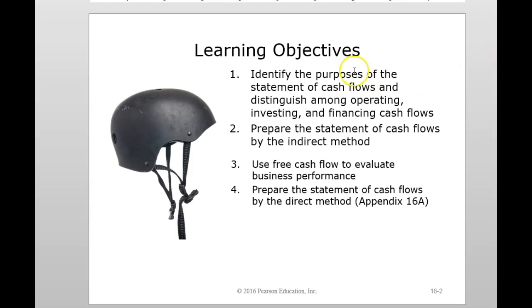So what are we going to do? We're going to look at the purposes and distinguish between operating, investing, and financing cash flows. And we're going to prepare a cash flow using the indirect method. And then we'll see how you use free cash flow to evaluate business performance. And then we're not going to do this, but know that there is a direct method for creating cash flows. It takes a bunch more time and is just as accurate as the indirect, but the indirect is so quick, many prefer it. So let's get started here.